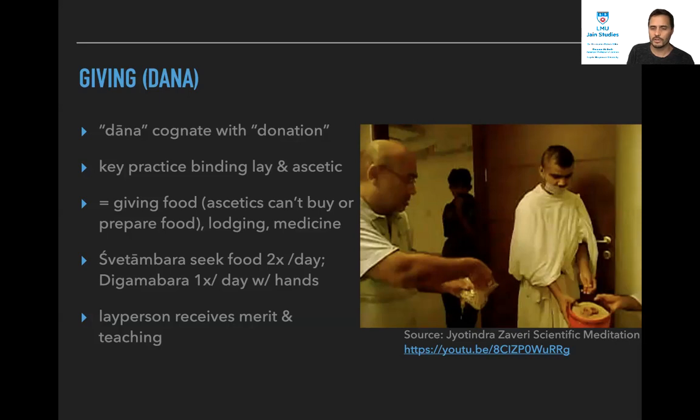So I'm going to show you a video now of a Shvetambara monk who is receiving alms from a lay person. And so you'll see a little bit of what that's like. It's a little bit of a ritual practice in and of itself. You'll see the care that the lay person takes in listening to the junior monk as he gives this food over to the teacher, the higher teacher, the elder, and really does so with great love and care.